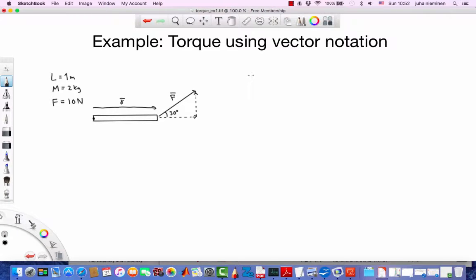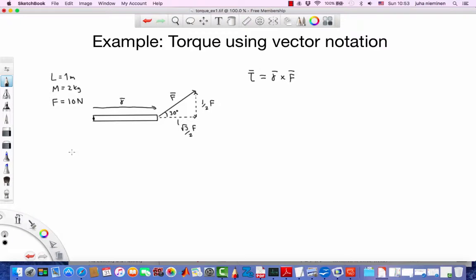And we are trying to calculate the torque in a vector form, which is the cross product between the r vector and the f vector. To do this, we need to be able to express these vectors with their components. So this is a 30-60 triangle. If the length of this hypotenuse is f, then the short side is going to be half of that, half f, and the longer side would be square root of 3 over 2 times f.